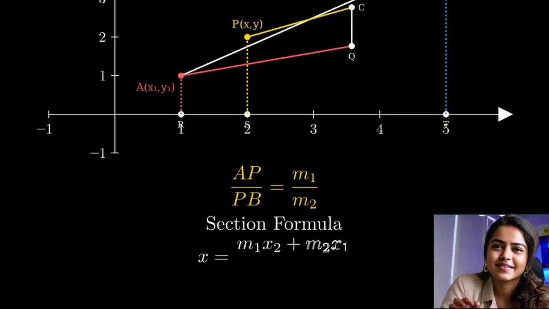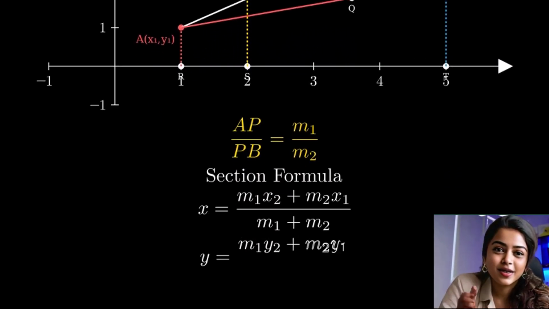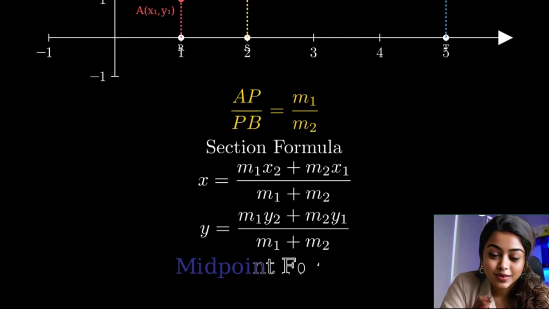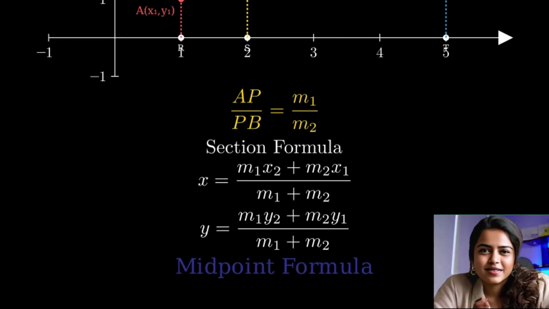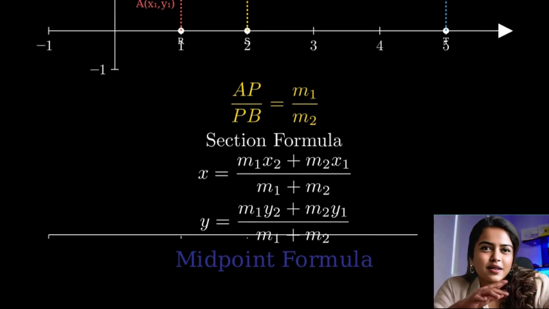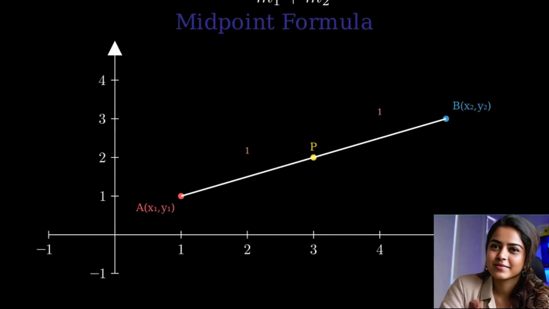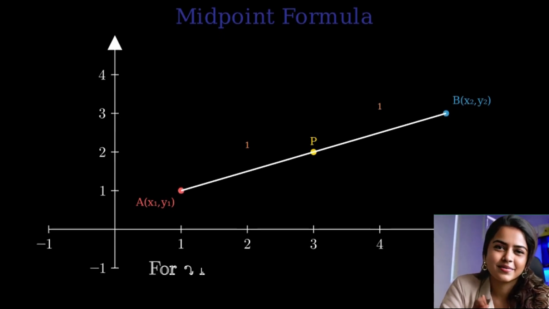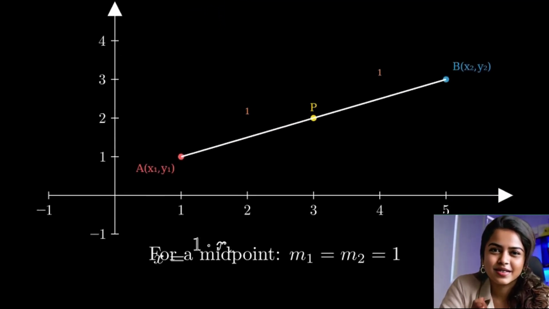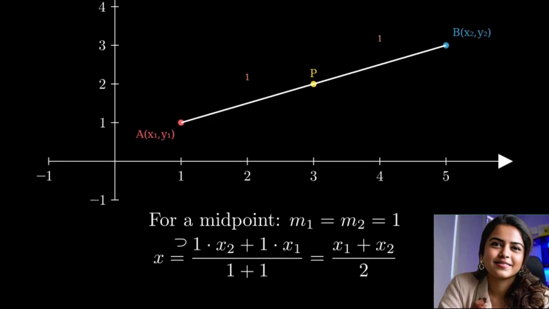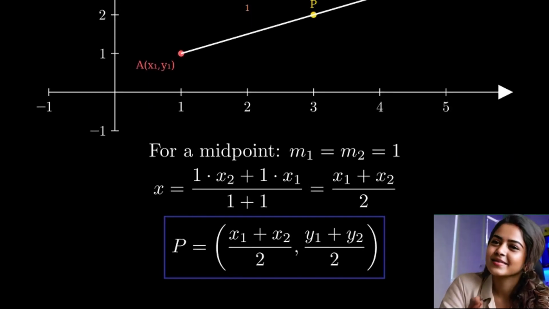A special case of the section formula is the midpoint formula, which gives us the coordinates of the midpoint of a line segment. When a point divides a line segment in the ratio 1 to 1, it's the midpoint of the line segment. Substituting m1 equals m2 equals 1 in the section formula, we get the midpoint formula P equals ((x1 + x2) divided by 2, (y1 + y2) divided by 2).